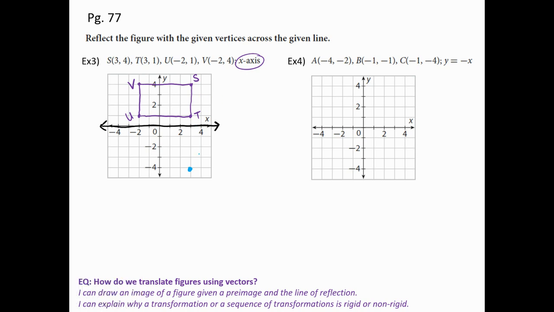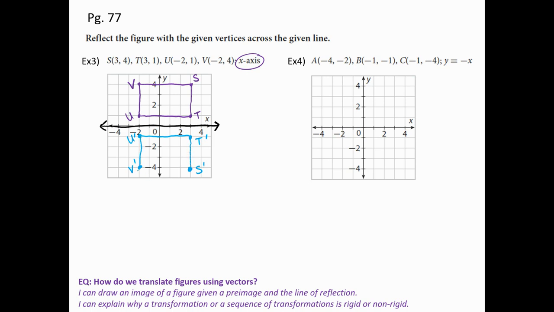T is 1 box away. So then I would do 1 box away below. So it's above, I flip it below. This will be T prime. Oops, I didn't mark S prime. Fantastic. And then going over here, U is 1 box above. So I go 1 box below, U prime. V is 4 boxes above. So I go 4 boxes below, V prime. And then I connect the dots. And that's it for the reflection.